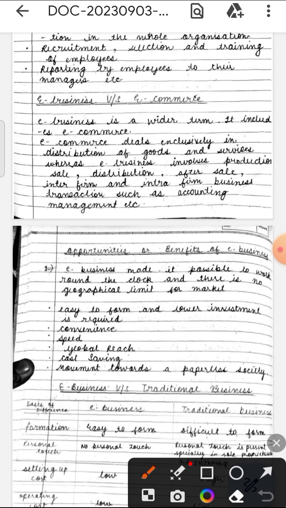Now we are going to understand e-business and e-commerce. E-business is electronic business and it is a broad concept, whereas e-commerce is a part. E-commerce helps the e-business for smooth functioning, like transportation helps in the movement of goods from one place to another place. So e-commerce helps the e-business for smooth functioning.